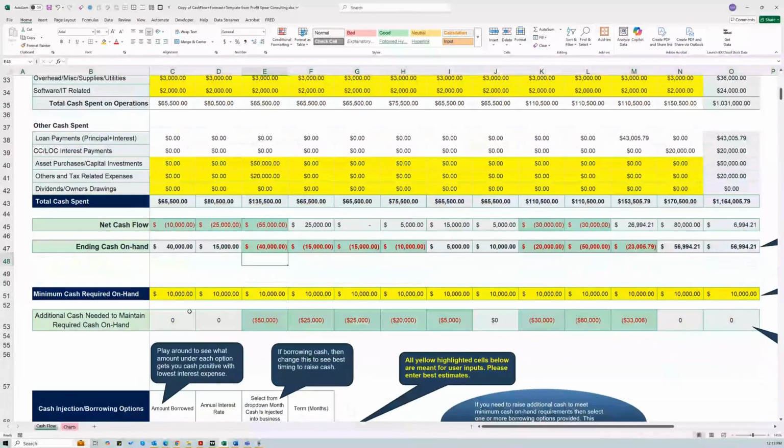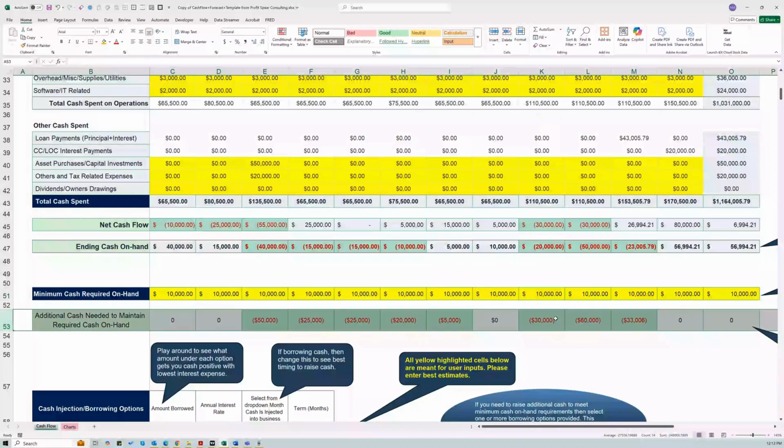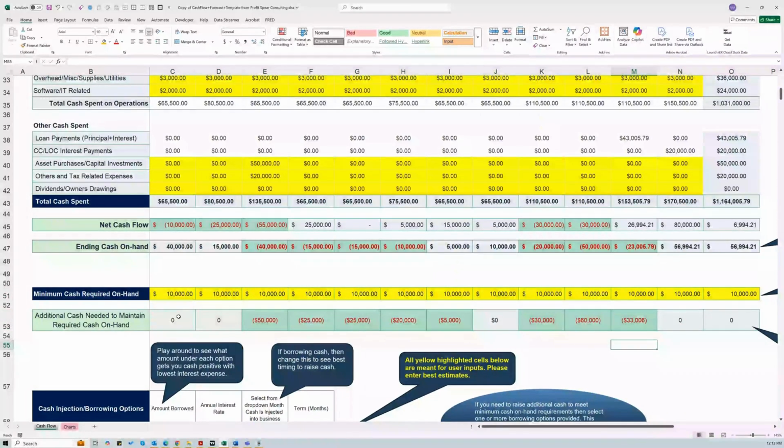And this also shows you if you have a minimum threshold for your business. Let's say you want to have $10,000 of cash in your business at all times, then you can put that reserve level here. And this is going to tell you if you need to raise additional cash. For example, in month 1 and 2, you really don't need to raise cash. But in month 3 and after, you are now running out of cash. So you need to raise some cash.